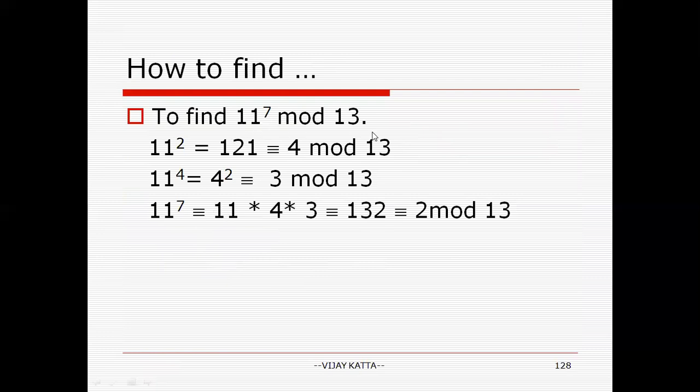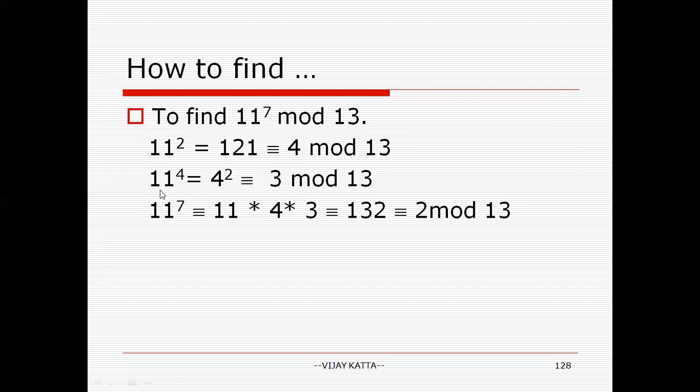Now, when we have to calculate high power values, how do we calculate that? The simple technique is we first calculate 11 square, which is nothing but 121, and 121 mod 13 is nothing but 4 mod 13. Now I will calculate 11 power 4. Rather than calculating again, 11 power 4 is nothing but 11 power 2 into 11 power 2, that is nothing but 4 square. So I will take this value square here. Now that is nothing but 3 mod 13.